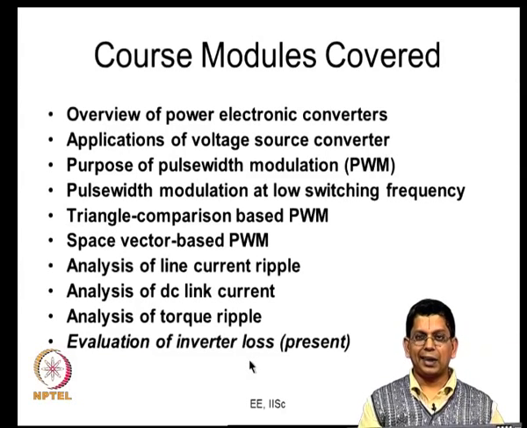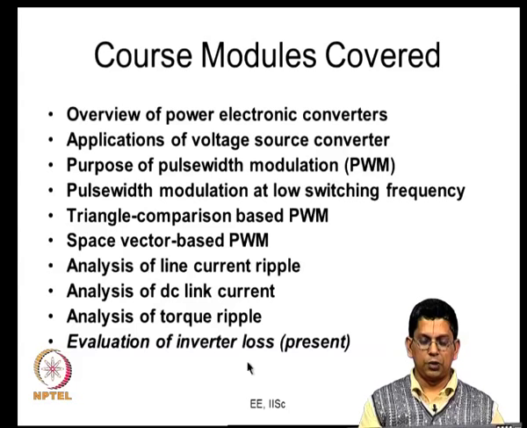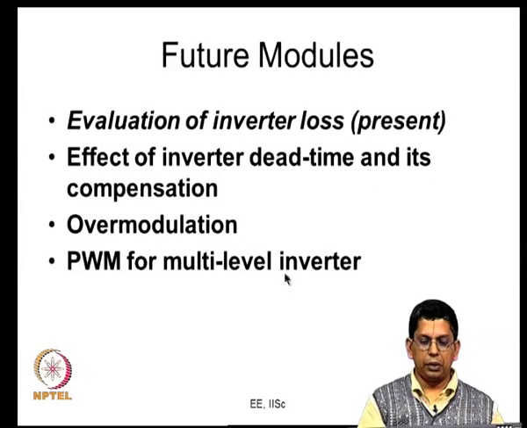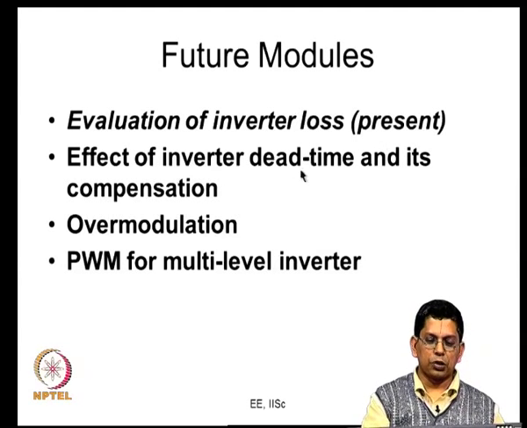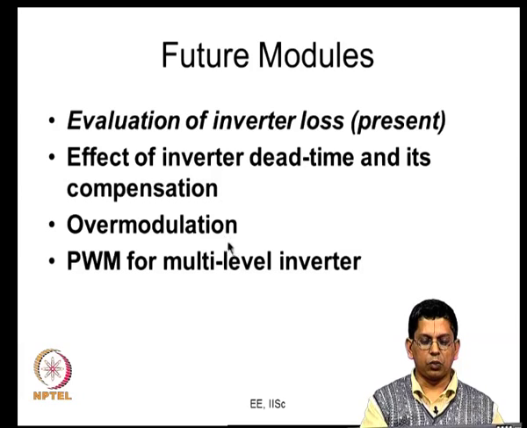Today we might get a clearer idea of this effect of the PWM methods on switching loss, and we would also try and design some PWM methods which would reduce the switching loss compared to standard methods such as conventional space vector PWM. That is what we will be doing in the last lecture of this module, and in the subsequent modules we will focus on the inverter dead time, its effect on overmodulation, and PWM for multi-level inverters.